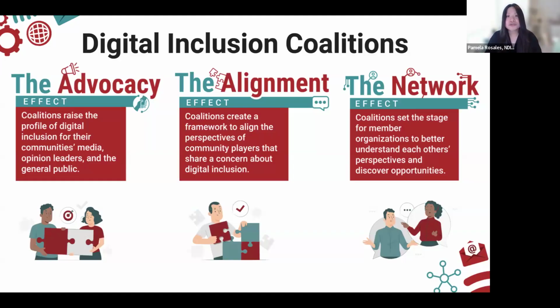So they have these three kind of unique effects. Coalitions can provide awareness about their community's digital inclusion issues and needs. They can also create an alignment. Coalitions have this unique position where they can align the different community organizations' perspectives and make sure that it's focused on digital inclusion work. And there's also this great network effect that can happen, right? If you're part of your local coalition or your statewide coalition, you can learn from each other, learn what is happening, learn some best practices, and also there's potential for partnerships to exist there.